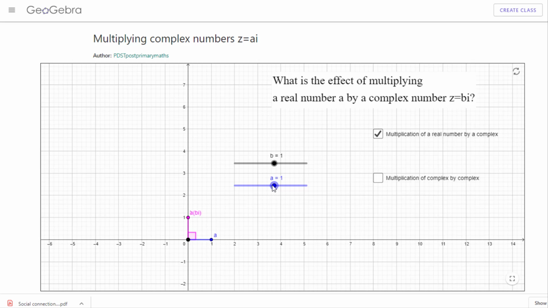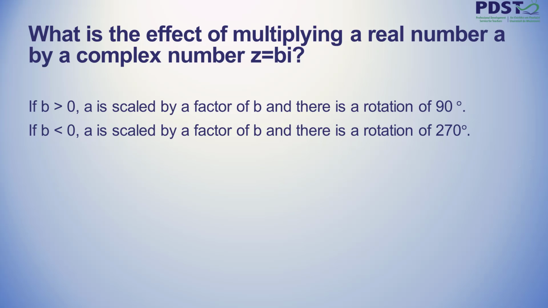At each stage of the investigation, students should be asked to consider why this might be, and to justify their thinking. Our students should be able to conclude that when B is negative, there is a scaling by a factor of B and a rotation of 270 degrees. We can ask our students, why is there this rotation? Our students should know that there is a rotation of 90 degrees, which is the effect of multiplying by i, and a rotation of 180 degrees, which is the effect of multiplying by a negative real number, which combines to result in a rotation of 270 degrees.